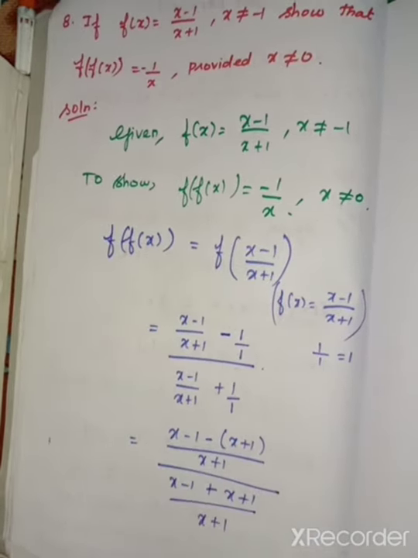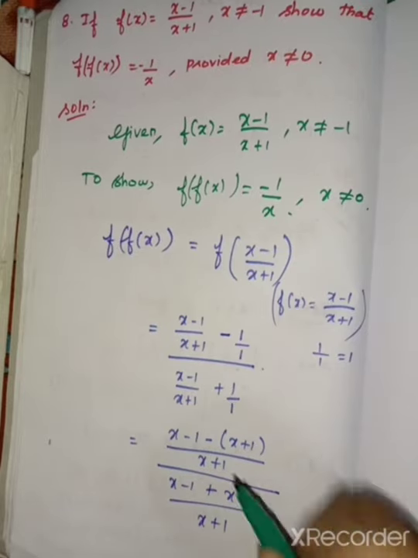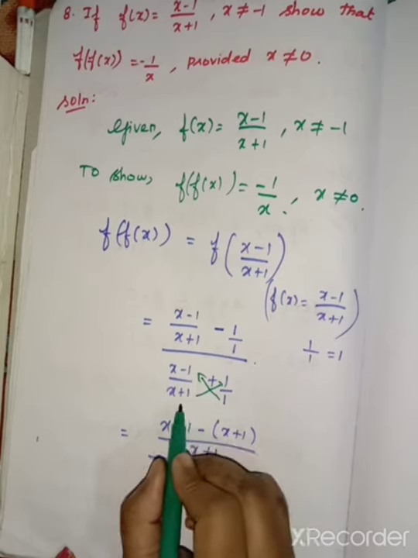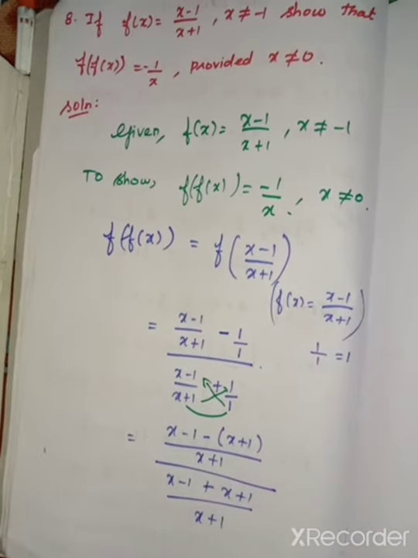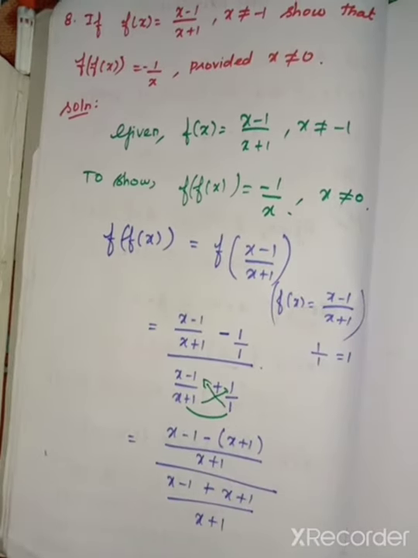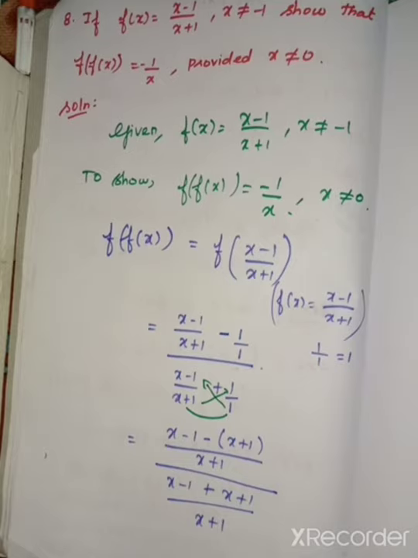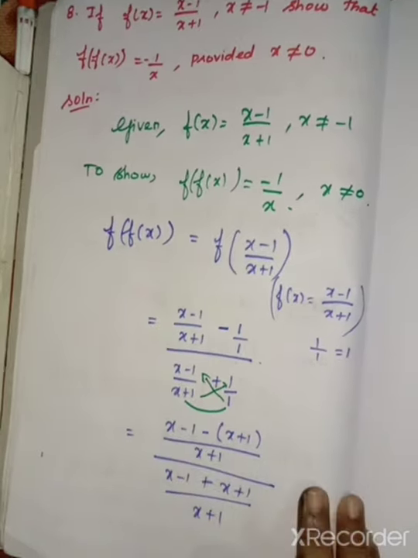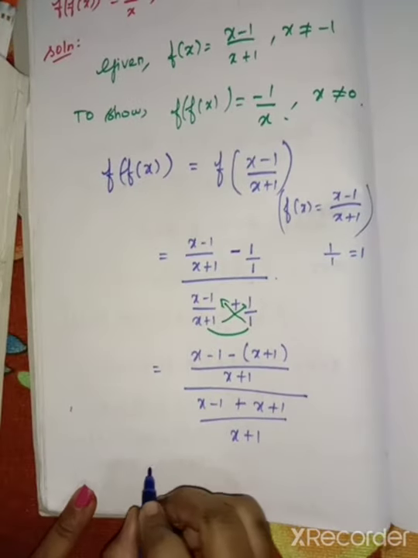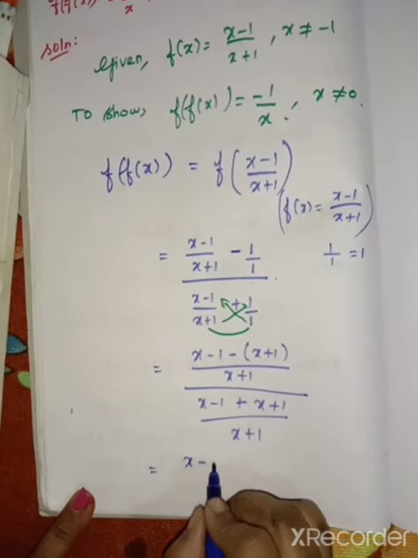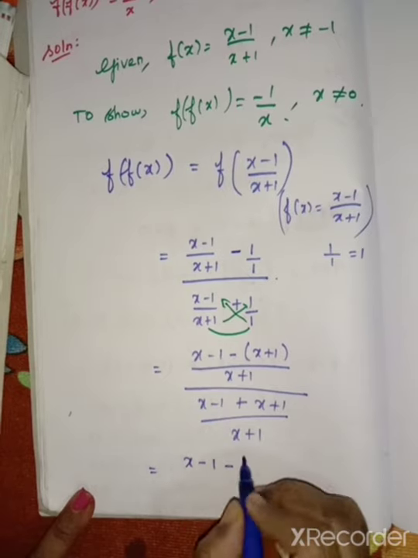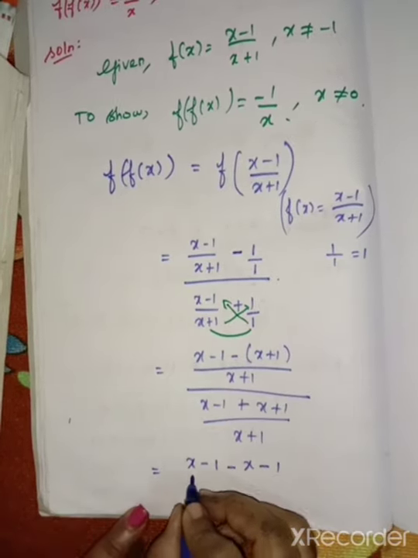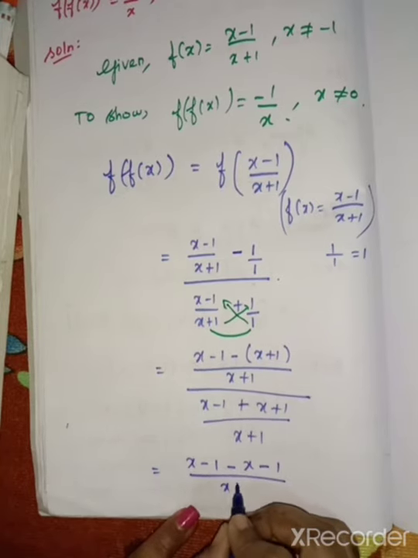x plus 1. Here the cross multiplication process is, you have to multiply this one and this one, then the denominator also we have to multiply. This is the process for the cross multiplication. Now here we have the multiplication minus, so you have to multiply. So that means x minus 1 plus into minus minus x plus into minus minus 1 divided by, here we have x plus 1.